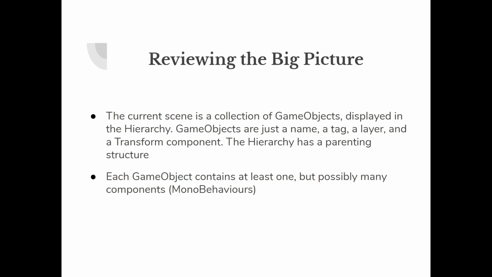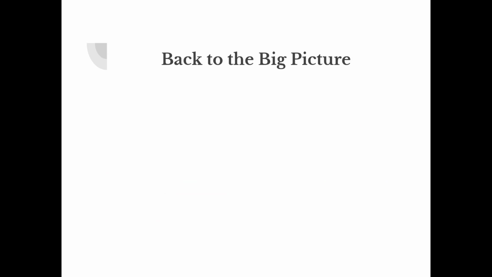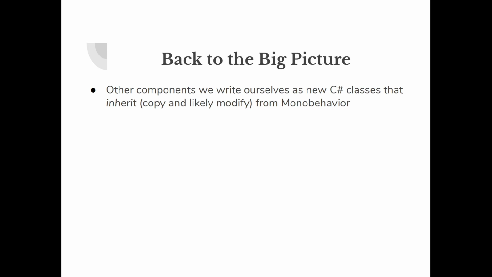Normally, each game object contains at least one, but possibly many components, and you've seen them in your own code. Those components are based on monobehaviors and have certain built-in things. Many of the components are provided to you. You've seen transforms, renderers, cameras, and so on. So we write components ourselves. They are new C# classes that inherit, and we're going to come back to inheritance more and more. They inherit from monobehaviors, so by default they do a whole bunch of things that monobehaviors have just kind of built in for them.